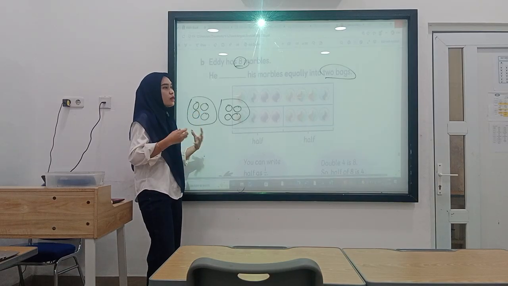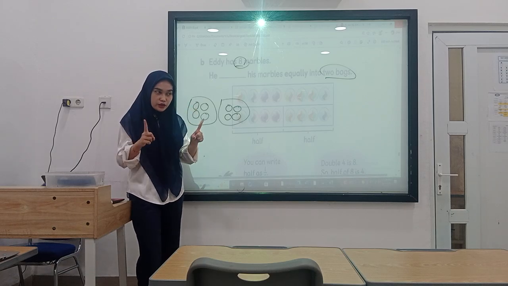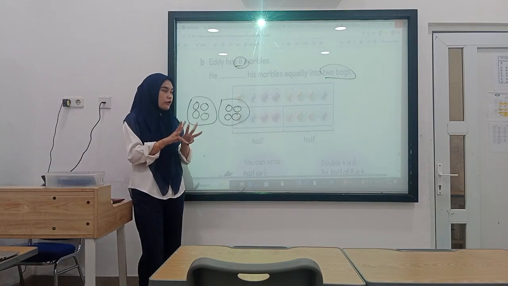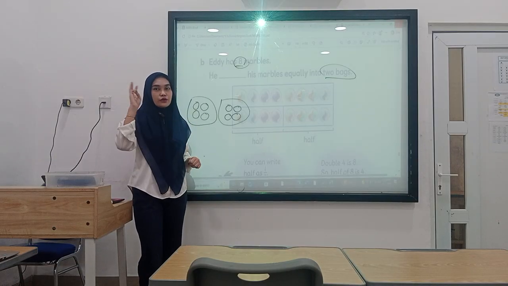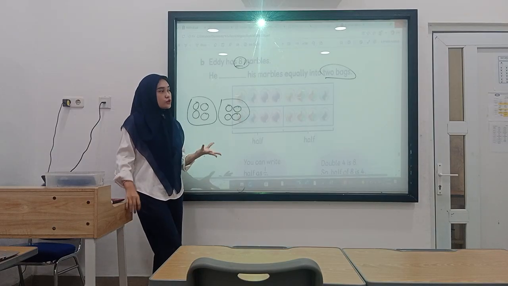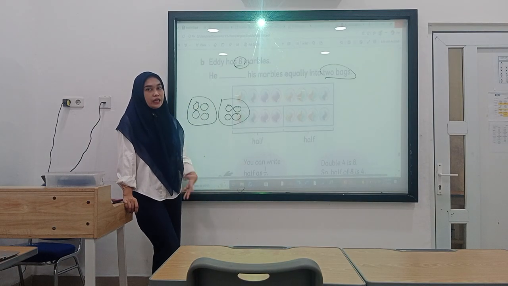So maybe the student will say, oh, the left hand is 1, 2, this 2, this 2, and this 3, this 3. If we count them all together, it's 6. So this group 3 fingers, this group 3 fingers. So we can use the fingers to help the student find half of a number.